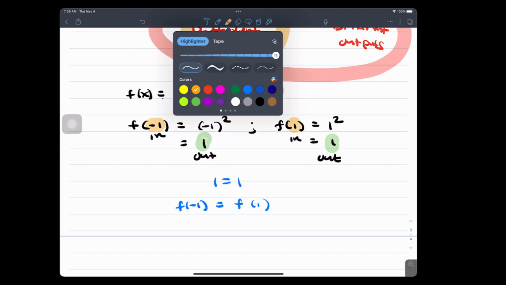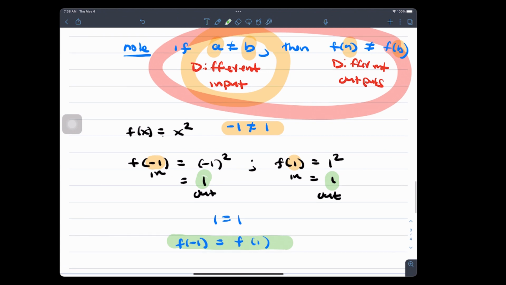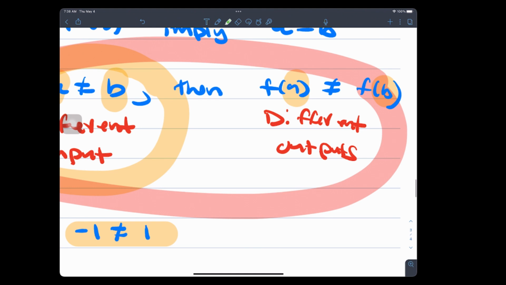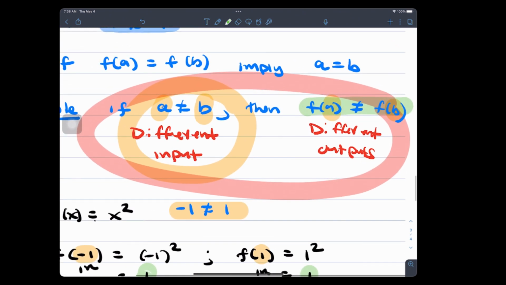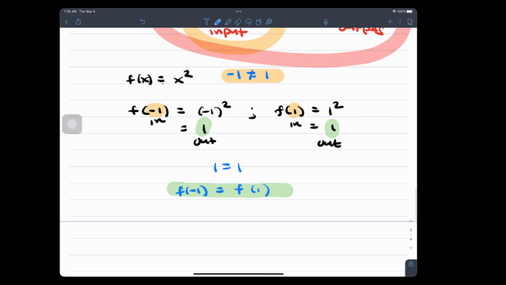Now, this is the real formal definition. If you do not guarantee that the outputs are different, we can't say it's one-to-one. This is the criteria for being one-to-one: different inputs guarantee different outputs. That is not the case for the x squared function. So this function, x squared, is not one-to-one. Do you remember this from past experience? It is not one-to-one.